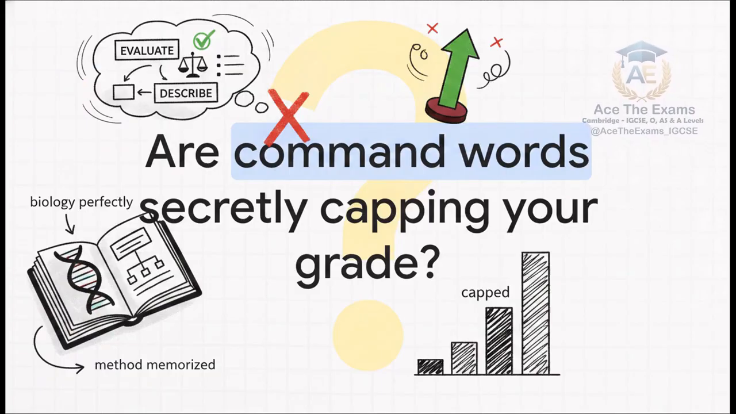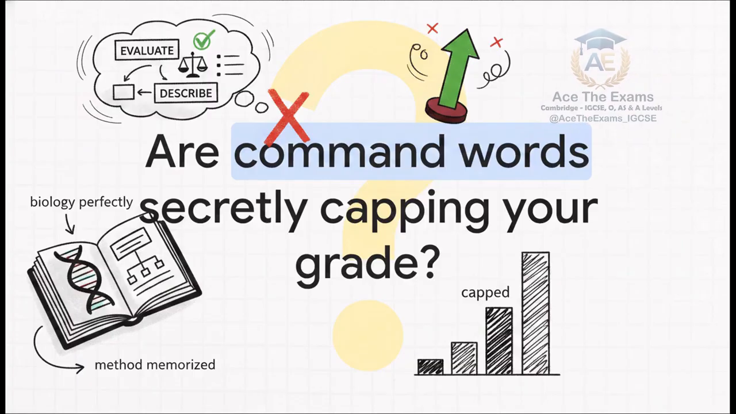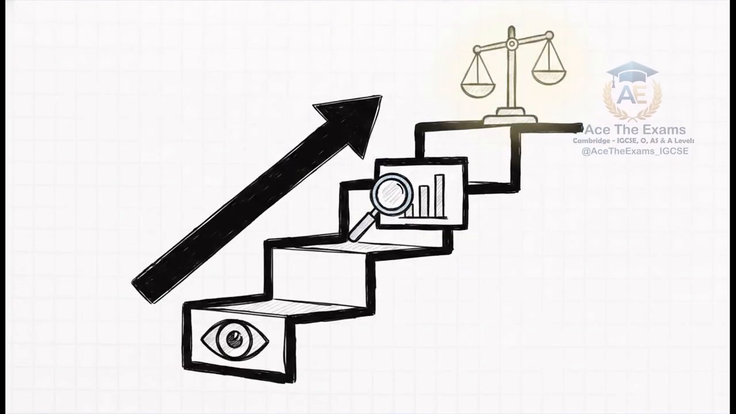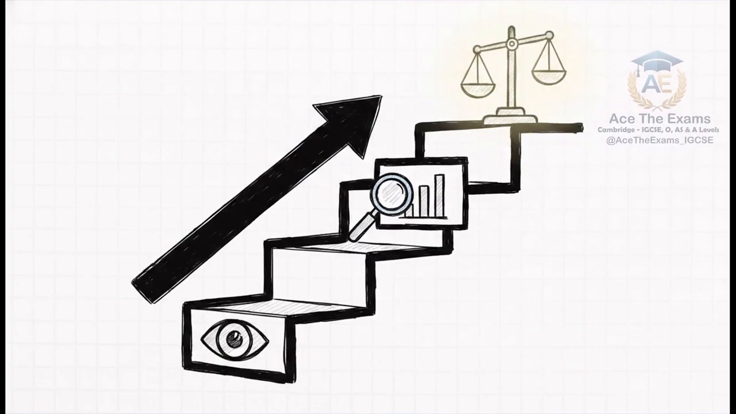But what happens if you misinterpret the specific command words on the paper? If the examiner says evaluate and you only describe, your brilliant, perfectly contextualized biology knowledge is literally useless to them. You score 0 for that section. Are command words secretly capping your grade without you even realizing it? This right here is the hidden cause behind so many lost grades, and leaving it to chance is just not an option.